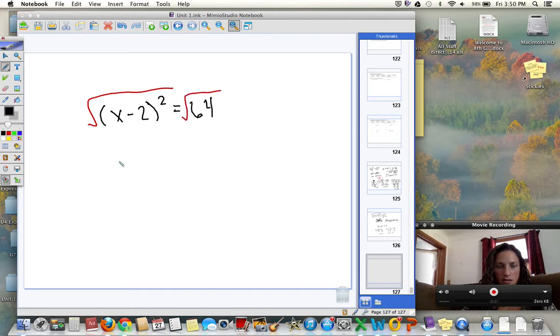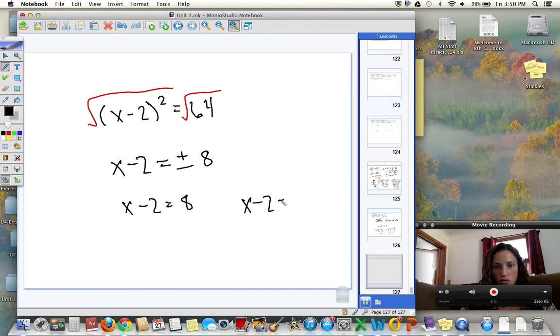When I do that, I'm left on this side with x minus 2. The square root of 64 is plus or minus 8. So now I have two options. I have x minus 2 equals 8. That's my positive one. And I have x minus 2 equals negative 8. That's my negative answer. I have two answers here. I have to keep going.